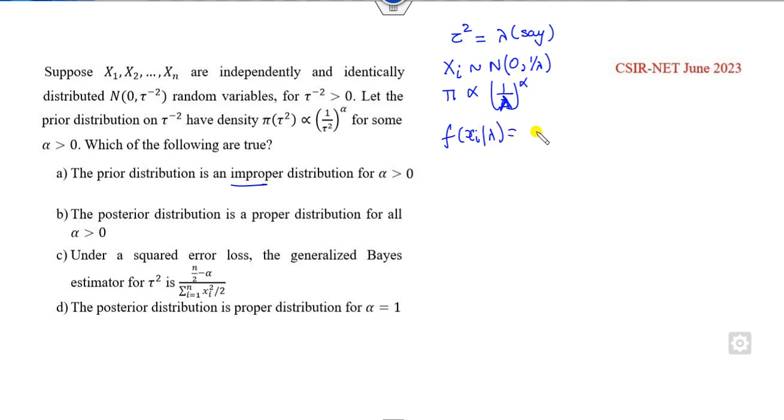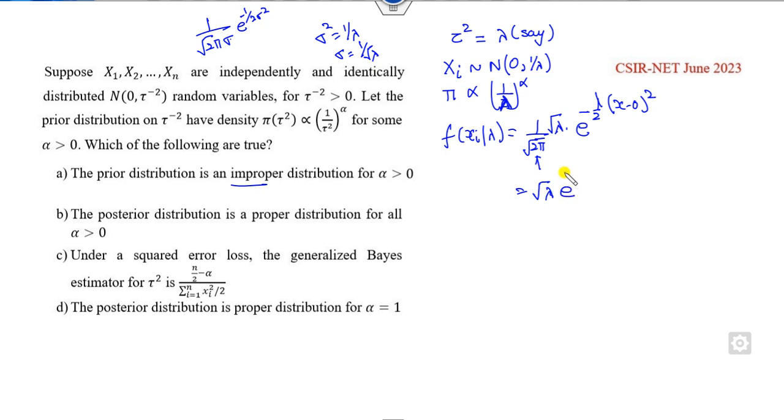What is that? It is 1 over root 2 pi sigma, e raised to power minus 1 over 2 sigma squared, x minus 0 whole squared, because you all know the PDF of the normal distribution. So what is the sigma? In this case sigma squared is 1 by lambda, so sigma is 1 by root lambda. Now since this part is a constant, I can skip that. So basically it is e raised to power minus lambda x squared.